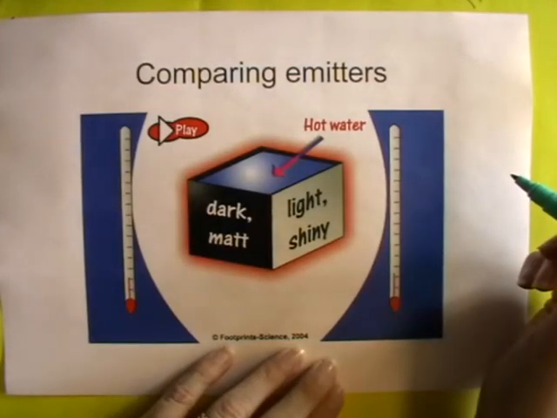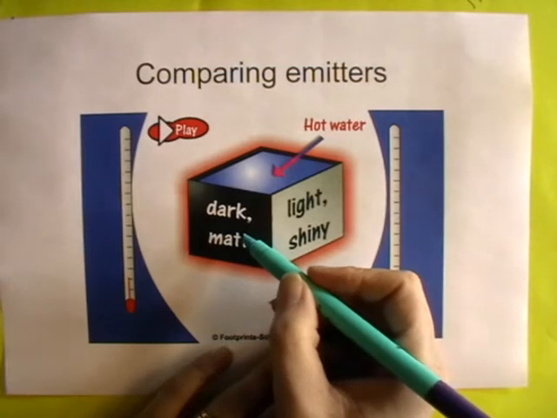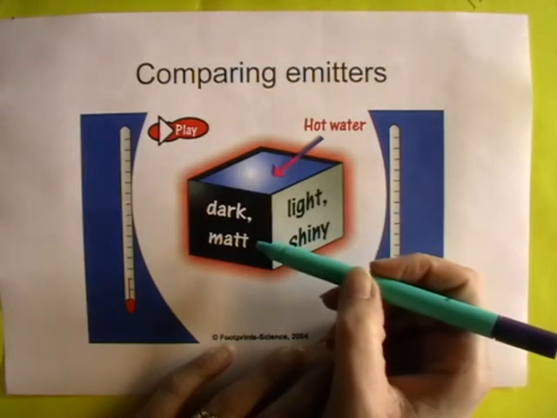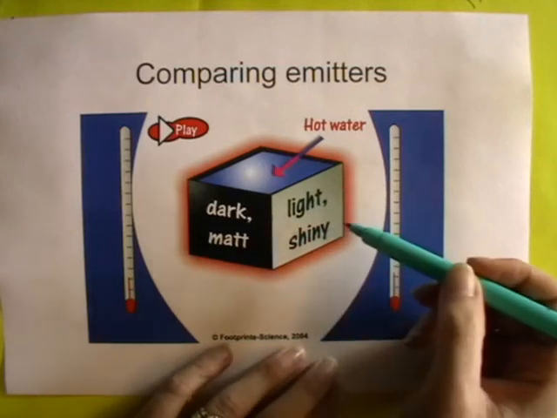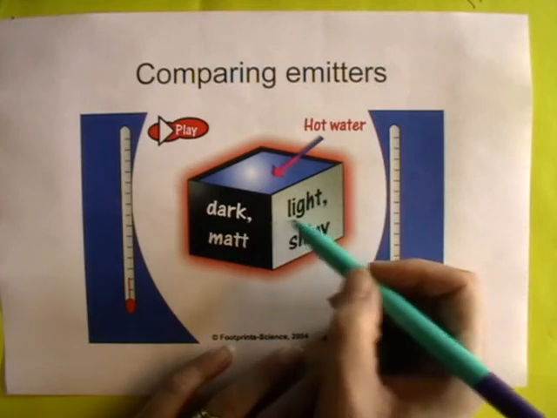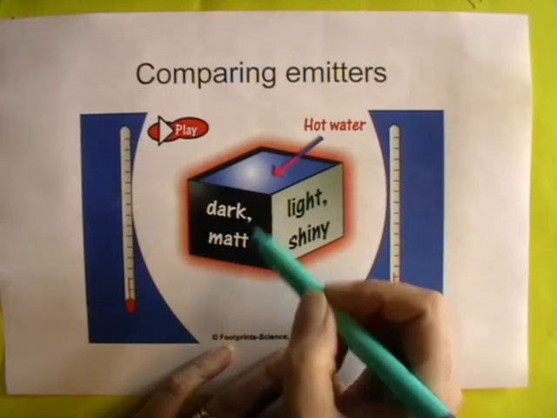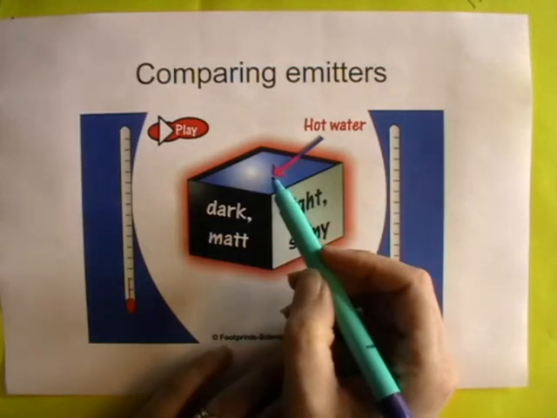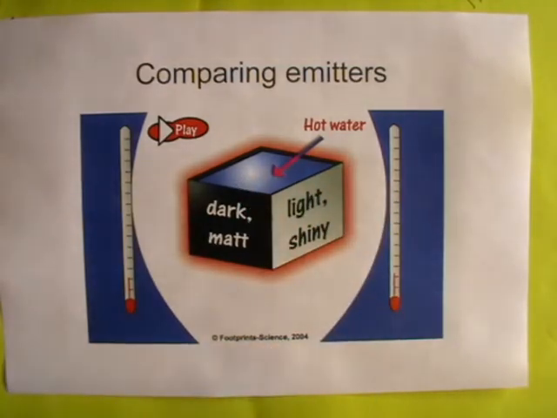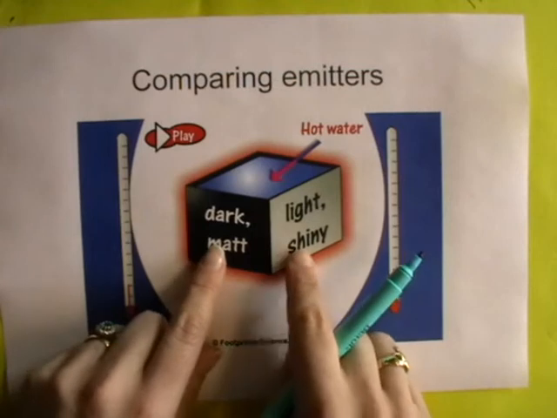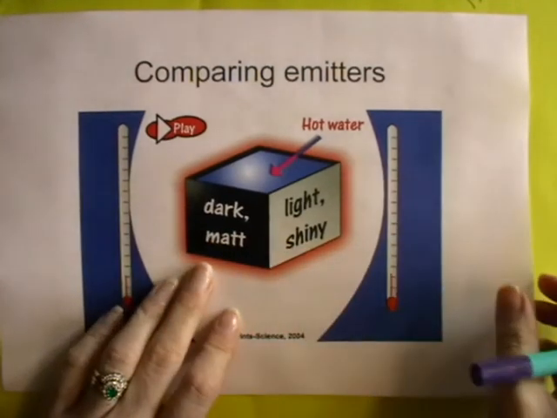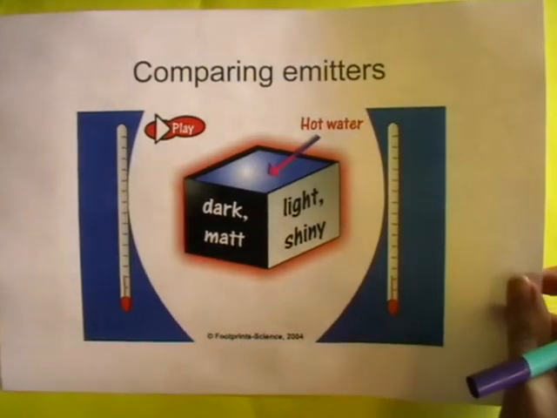If we were to compare the emitters by measuring the heat given off at the dark matte surface and the light shiny surface, we would see the dark matte surface gives off the most heat and the light shiny surface gives off the least, bearing in mind that both surfaces are at the same temperature because both are touching the same hot water that is at the same temperature. Therefore, the surfaces themselves are the same temperature, yet the dark matte surface gives out the most heat.